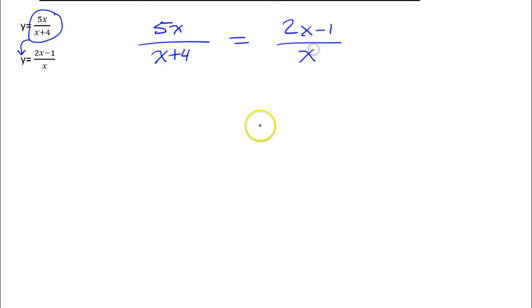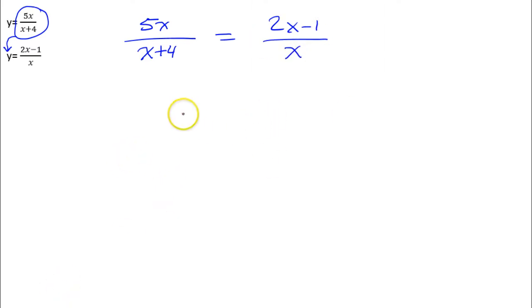And we can do that again by basically setting these equal to each other. Now, technically, it's substitution. I'm putting this right here. So that's going to give me 5x over x plus 4 is equal to 2x minus 1 over x. An easy way to solve this is to form like denominators and then cancel those denominators out.